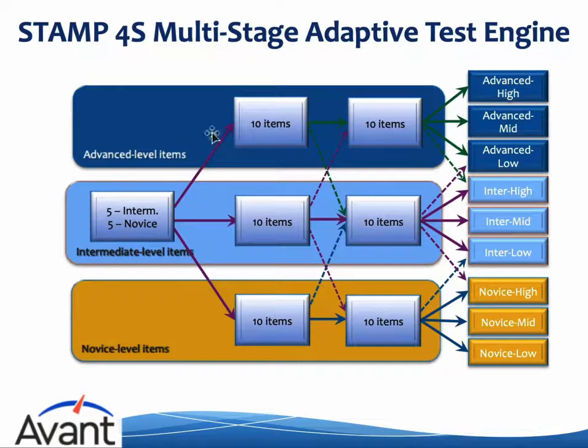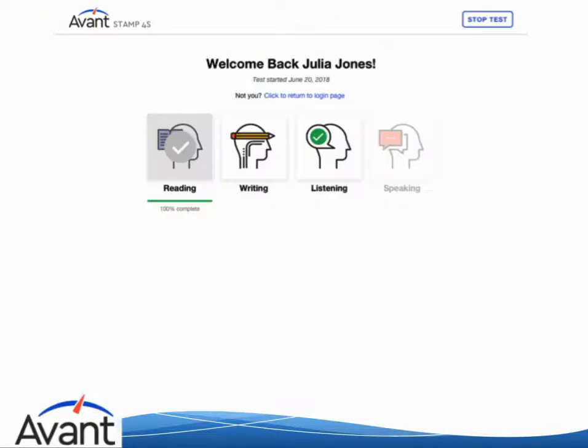This will happen 3 different times through the test, so that's why it's this kind of 3-stage design, and that will lead to identifying their particular level, novice low through advanced high, in the reading and the listening. So we utilize that adaptive component to really make the test focus on the ability level of the student that's appropriate, challenging them, but not overly challenging them so that they become frustrated in the experience.